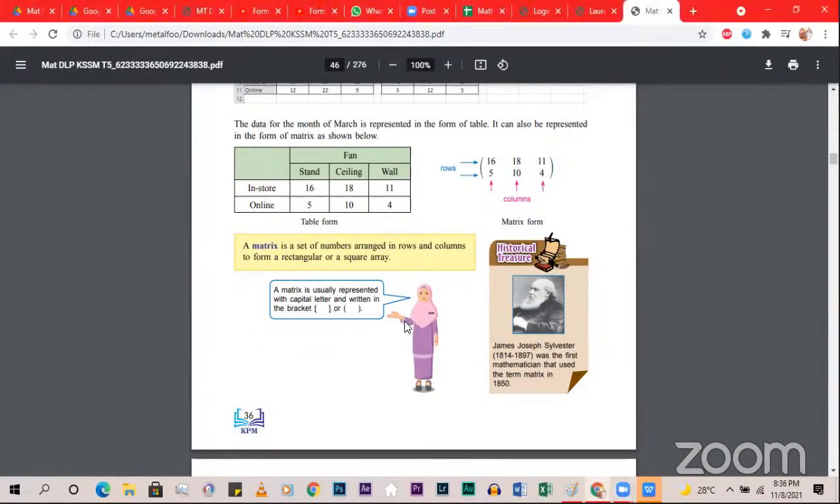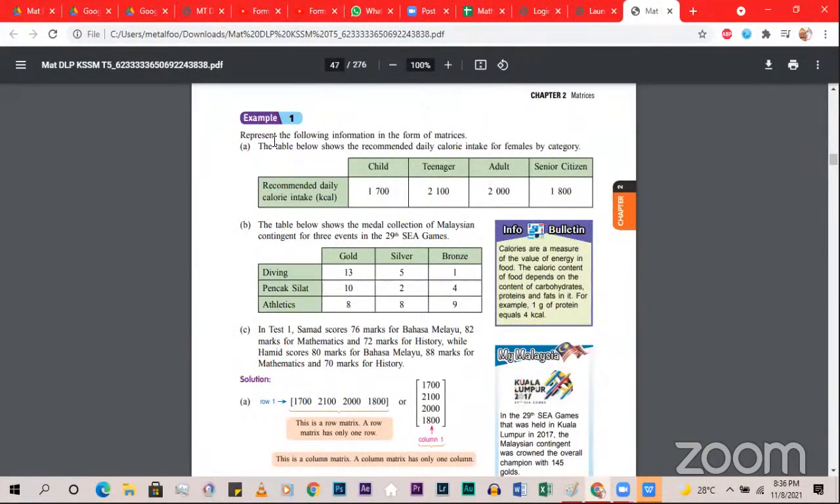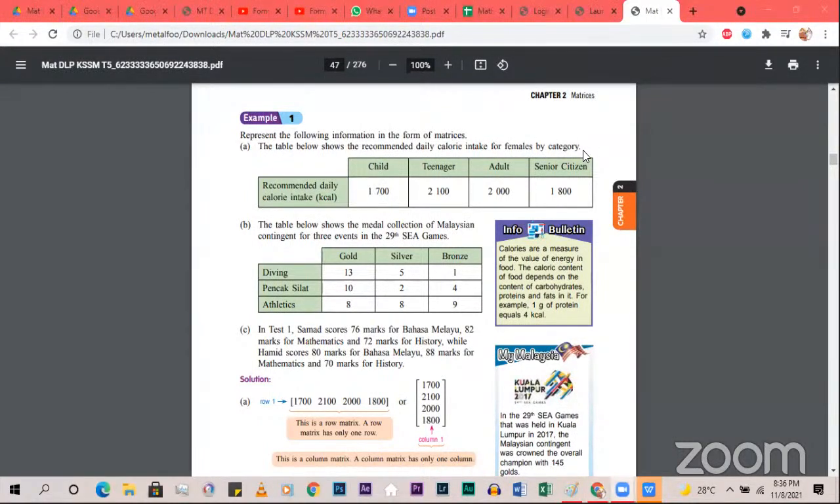This one or this one, right? I'll move on to example one. Represent the following information in the form of matrices. The table below shows the recommended daily calorie intake for females by category. The recommended intakes are 1,700, 2,100, 2,000, 1,800.